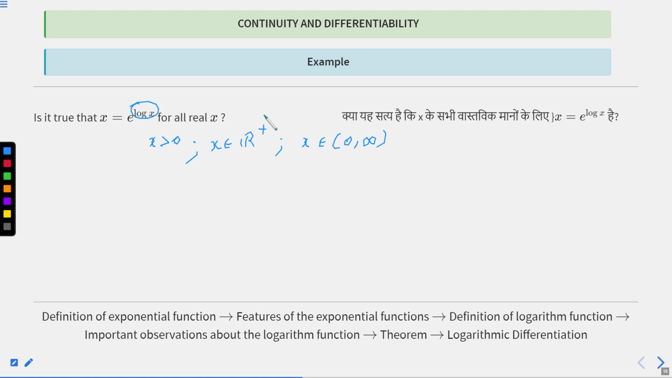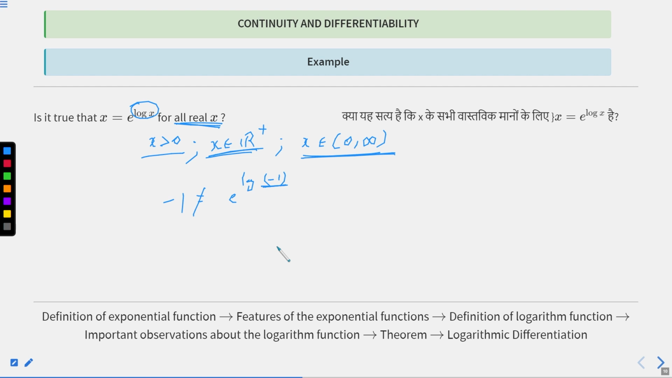Here we are talking about all real numbers. This means x could be negative. Take x equal to -1. So -1 is equal to e^(log(-1)). But log is not defined on negatives; log is only defined for this interval. So this will not be the same. Clear? So it is not true for this.